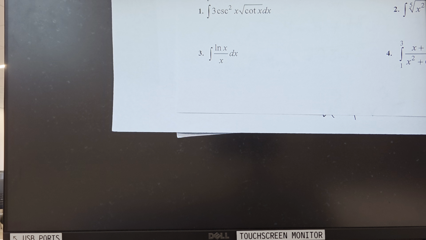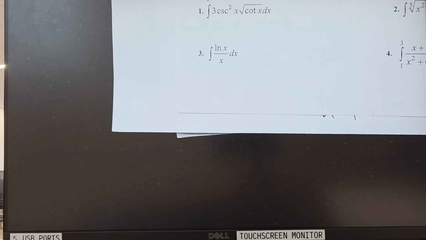So what works 100% of the time? Is there a function in there whose derivative is also in there? What's the derivative of natural log of x? And there's a 1 over x in there. All right. That is u sub, period.